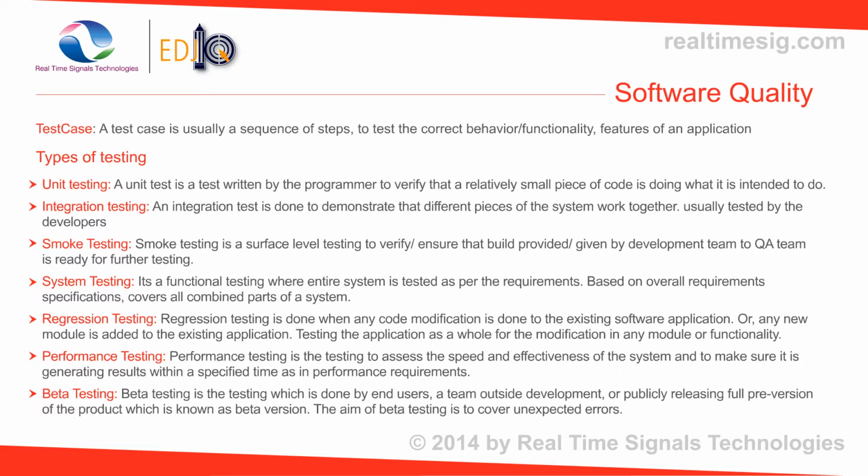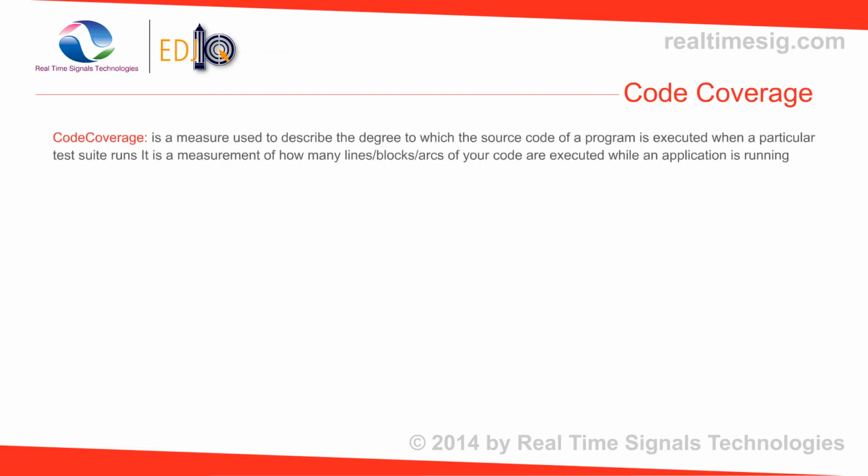Code coverage is a measure used to describe the degree to which the source code of a program is executed when a particular test suite runs. It is a measurement of how many lines, blocks, or arcs of your code are executed while an application is running. Determine the amount of code being tested and not tested.